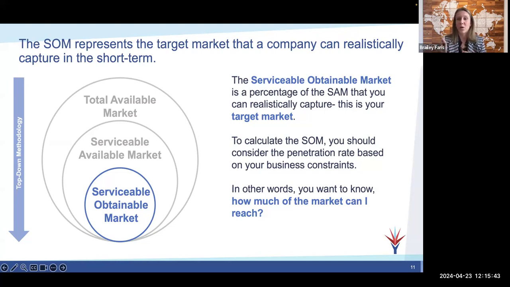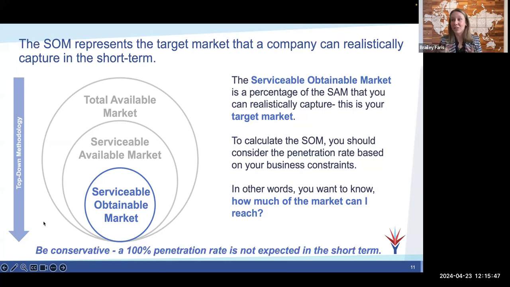Now, when estimating this, it's really important to be conservative. A 100% penetration rate is not expected in the short term, nor is it necessarily expected in the long term. For medical devices, for example, the penetration rate may be 1 to 5% in the first year, and then grow to 15 to 30% over time as you continue to grow and get new customers.